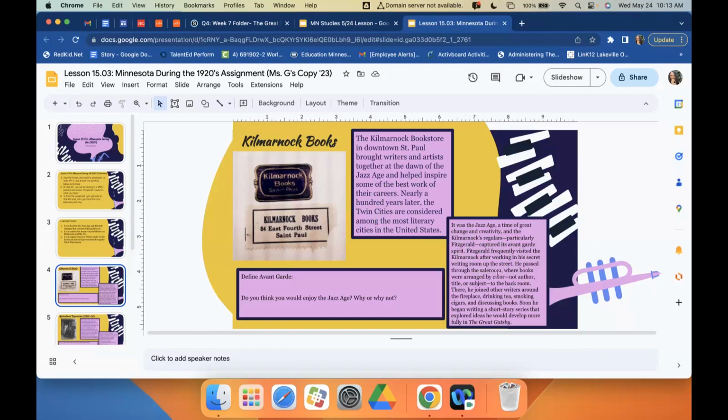Fitzgerald frequently visited Kilmarnock after working in his secret writing room up the street. He passed through the sales room, where books were arranged by color, not author, title, or subject, to the back room. There, he joined other writers around the fireplace, drinking tea, smoking cigars, and discussing books. Soon he began writing short stories series and explored ideas he would develop more fully in The Great Gatsby.